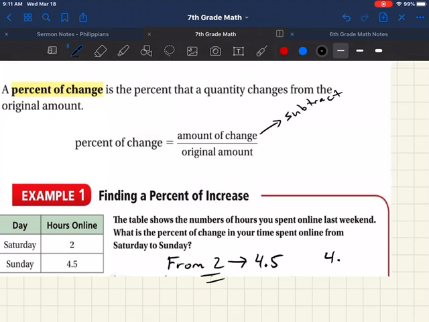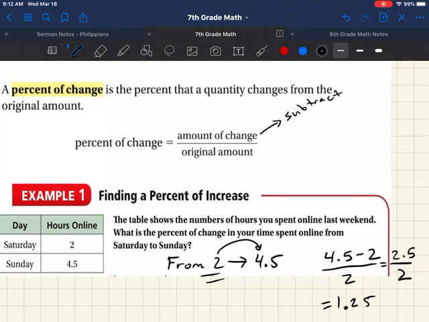So now we're going to subtract. The big number goes first because otherwise you'll be negative. And we're going to divide by that original amount. So we get 2.5 divided by 2, and my answer is 1.25. So, pause the video. Is 1.25% the answer? Hopefully you paused it, took a second to think about that, and came up with no.